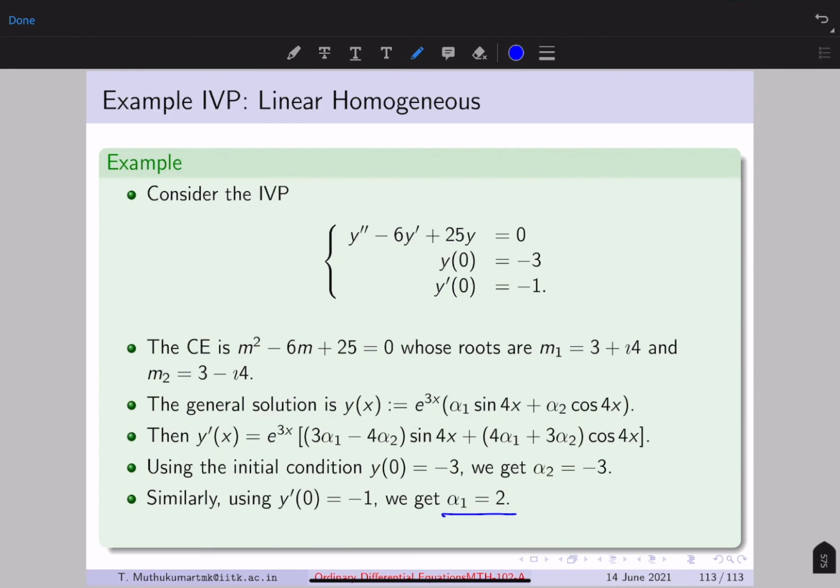So you use this information here. You get the particular solution of this initial value problem, which is e power 3x times 2 sine 4x minus 3 cos 4x. Okay. So in this lecture, you have studied the way to find all the k linearly independent solutions for a linear homogeneous constant coefficients ODE.